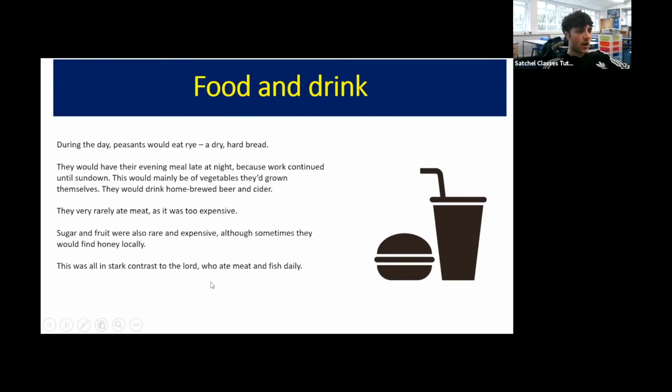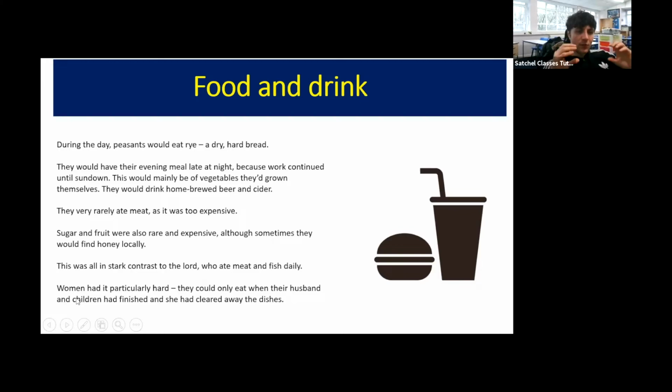Now, interestingly, women had it particularly hard. They were only allowed to eat when their husbands and all their children had finished and she had cleared away the dishes. So even within the already harshly treated lives of the peasants, the peasant women had it even harder.